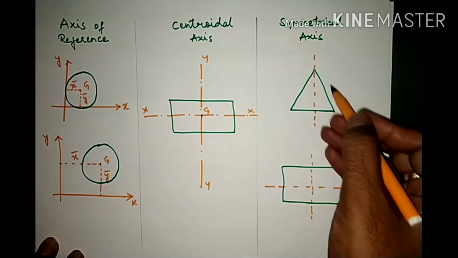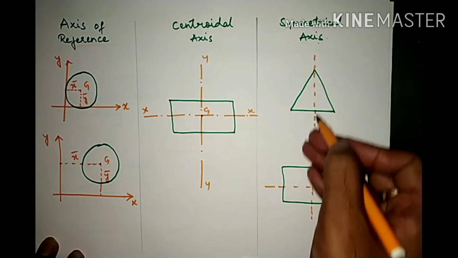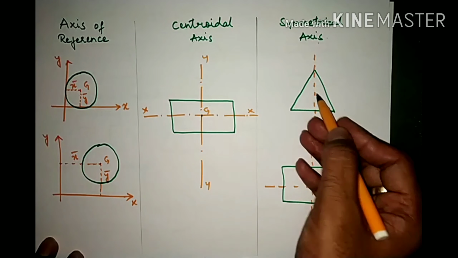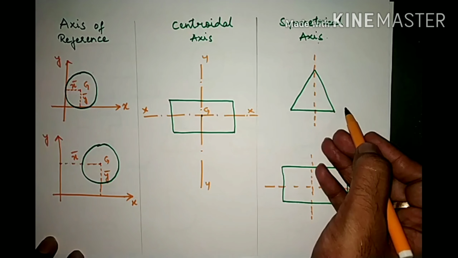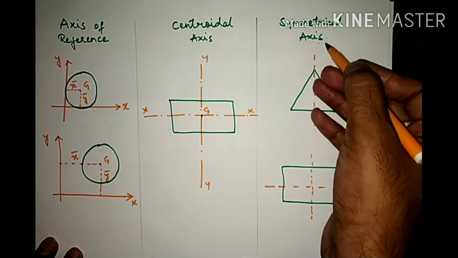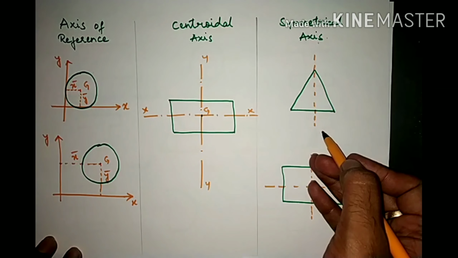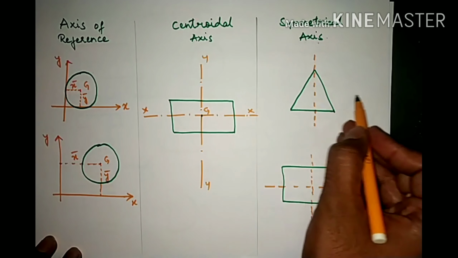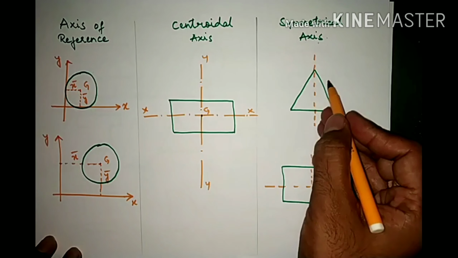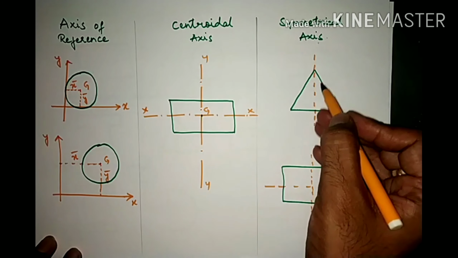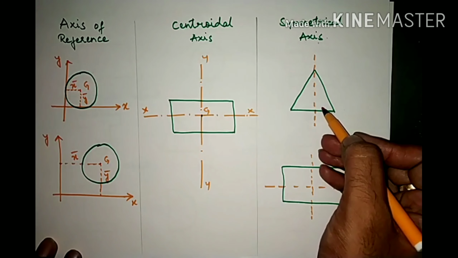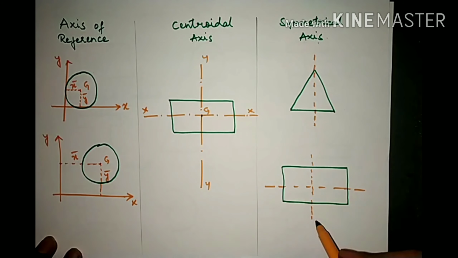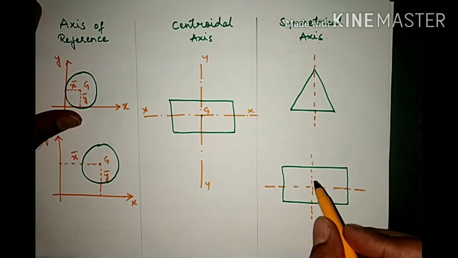So if you take this triangle, and I am drawing this symmetrical axis here, if you cut along this line, the object on the left hand side will be similar to the object on the right hand side. So this is symmetrical about the y axis, right? Similarly, if I cut along an axis in the horizontal direction, it will not form a symmetrical axis because the objects on the top and bottom are not similar, right? So if you take this rectangle, it is symmetrical about both the xx and yy axes.